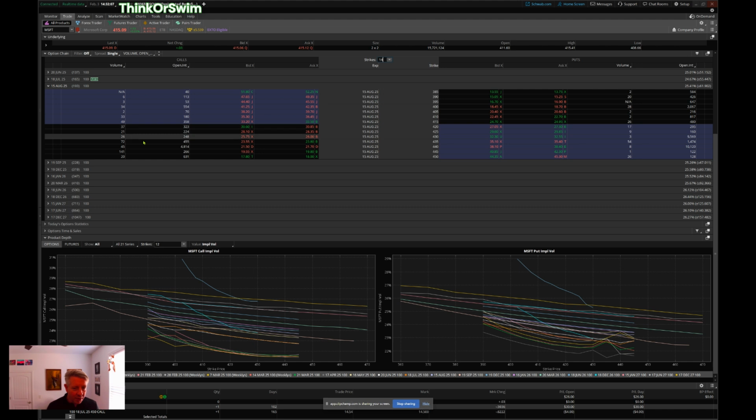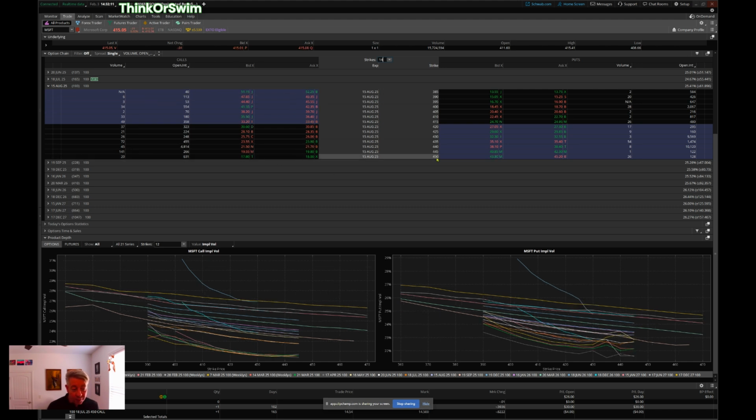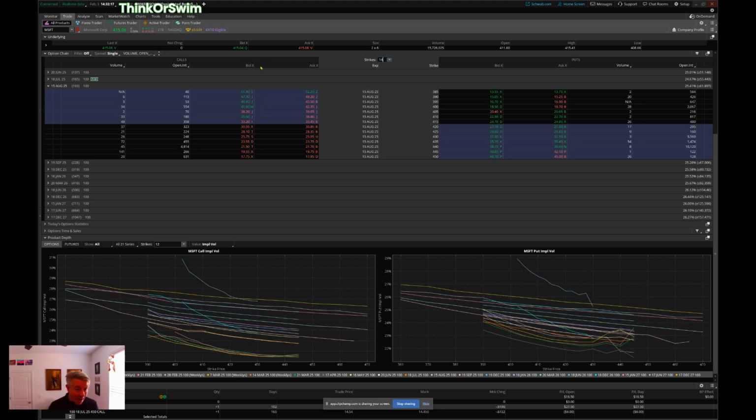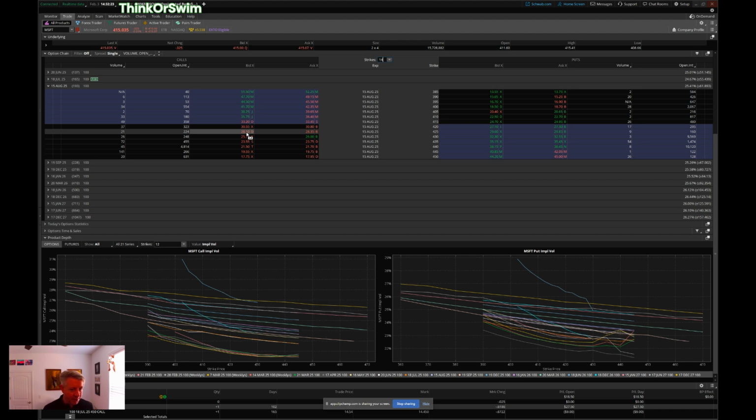Now going over here on the left side, these are the calls for the strikes from 450 at the top, remember, to 385. Here's the bid. Those are the people bidding to buy. And here's the ask. These are people selling. So they're asking for a price and then they're bidding for a price.